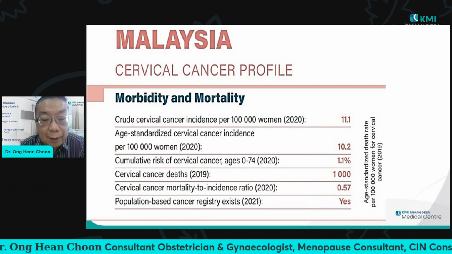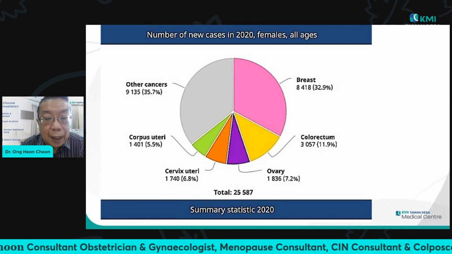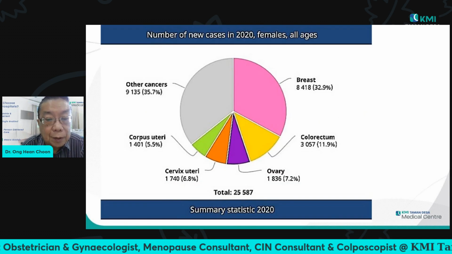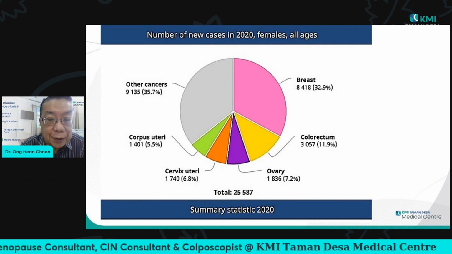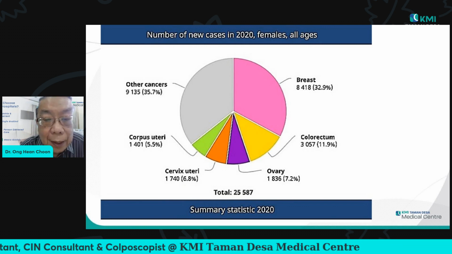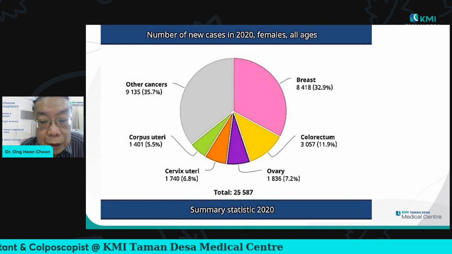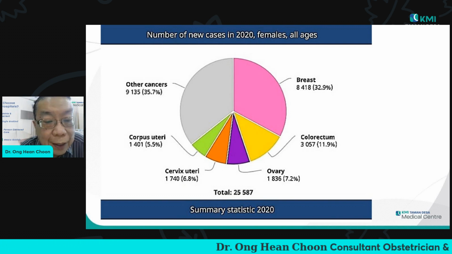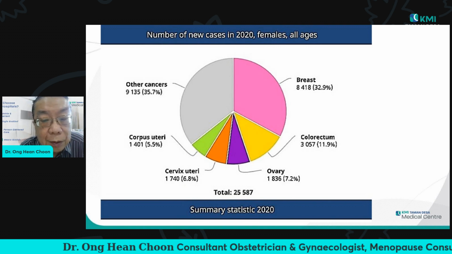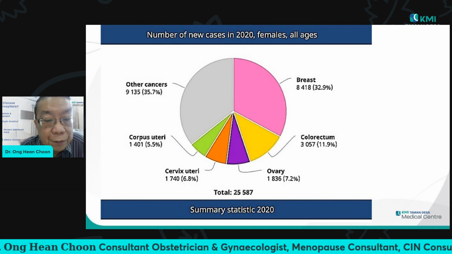Okay, and if you look at the spectrum and profile of cancers in the female, the breast is still number one. And then we go to the colorectal area, and then basically you will find that actually the cervix is not that high in this area. So there's the ovary and then the cervix.